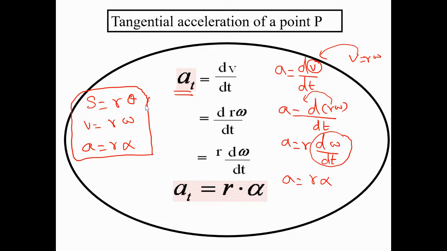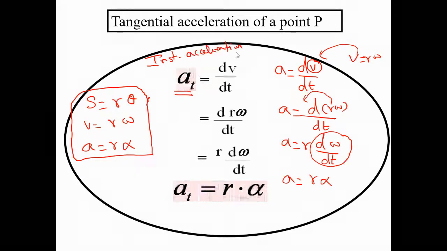Teacher, does dv over dt mean delta? Brother, here we are using instantaneous. Okay, instantaneous. Yes. It is instantaneous acceleration. Okay.